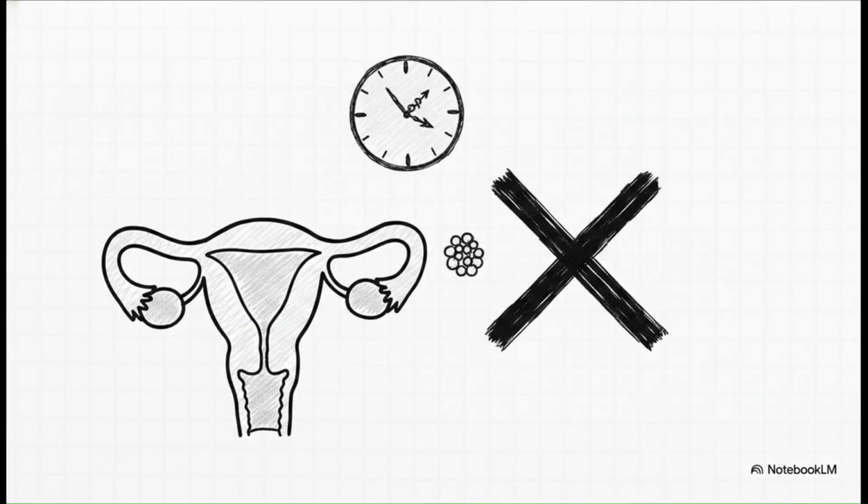Well, a thin lining is a big one. Ideally, it needs to be at least 7 to 8 millimeters thick. You can also have altered adhesion molecule expression, but perhaps most critically, there can be a timing mismatch with the window of implantation. This is exactly why specialized tests like the ERA are sometimes recommended. They make absolutely sure the embryo isn't being transferred outside of that perfect, fleeting window of time.